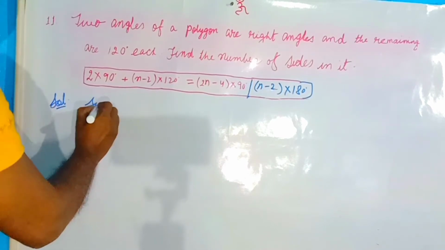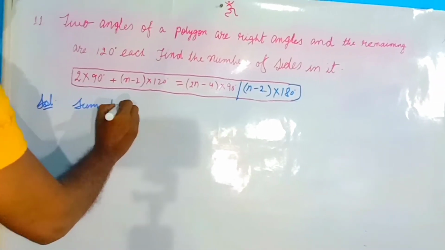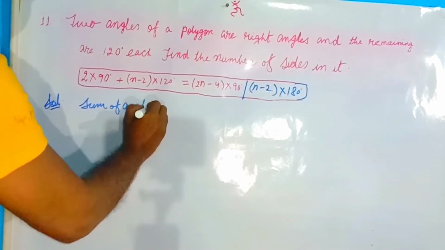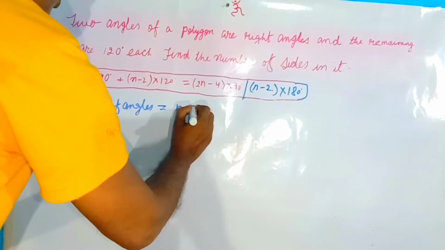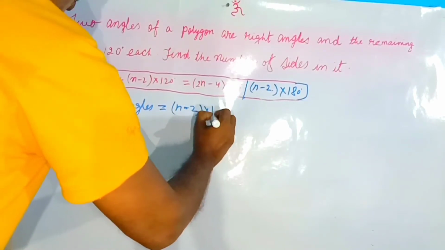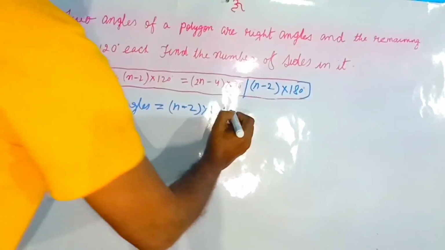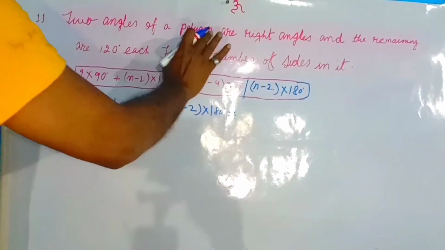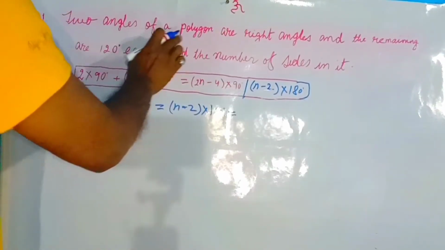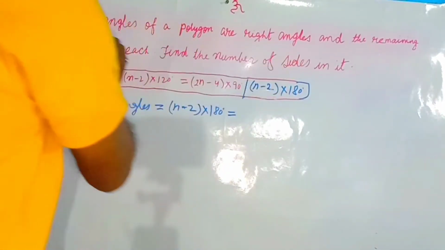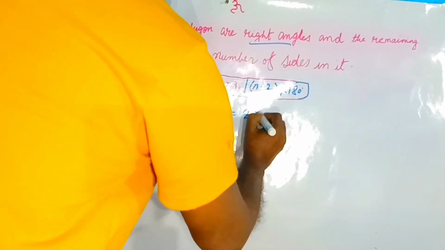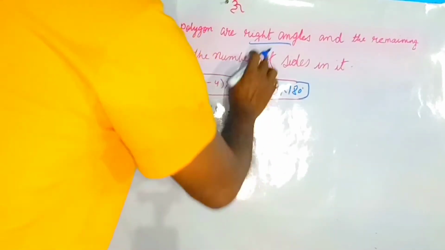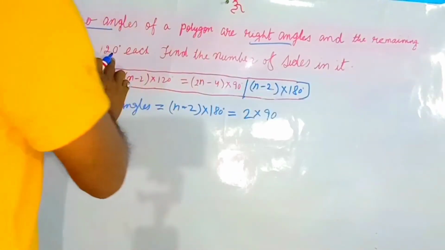As we know, sum of angles equals (n minus 2) into 180 degrees. Here it is also given: two angles of a polygon are right angles. So we will write 2 into 90 degrees, as right angles are 90 degrees, and the remaining are 120 degrees.